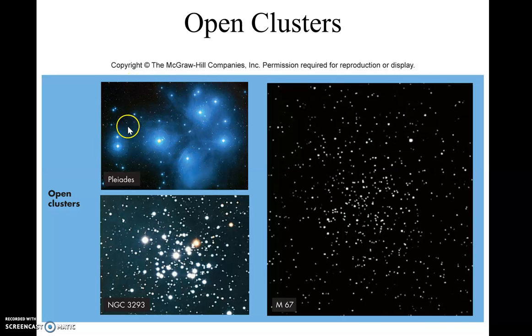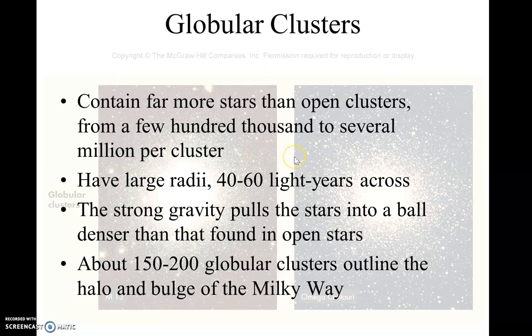There's a nice picture of the Pleiades right there, the famous Seven Sisters. Here's a couple more open clusters, just some pictures to give you a sense. This cluster would have hundreds of stars. This one, maybe less than 100.